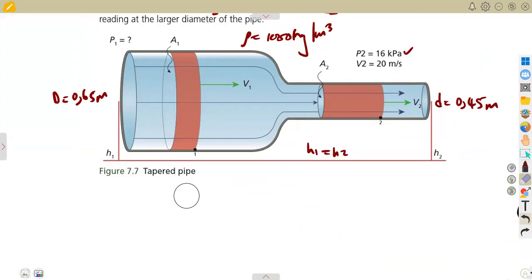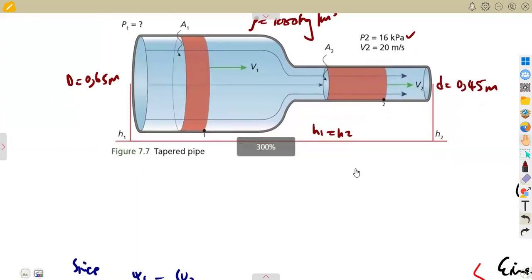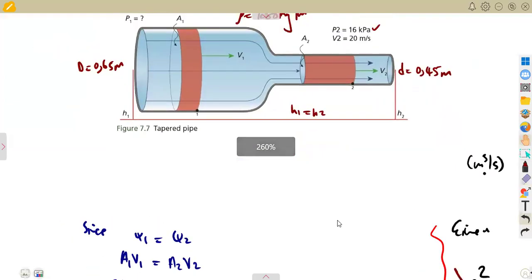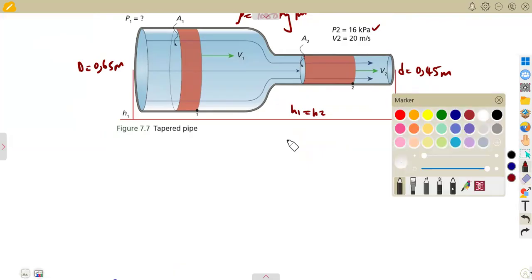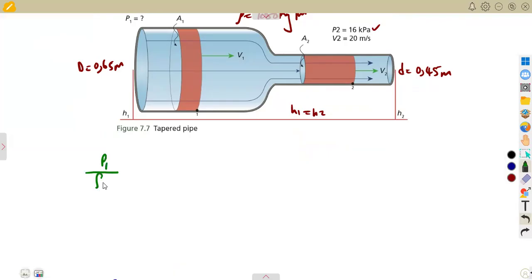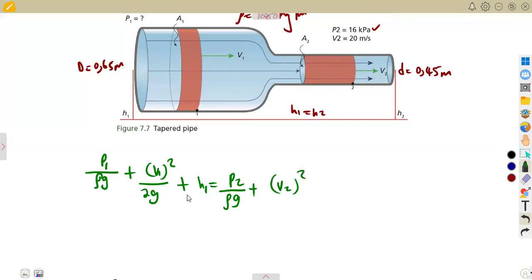So I'm just going to take our formula from Bernoulli's theorem. I hope you remember these formulas. Because of space, I'm just going to erase this. The formula states, from Bernoulli, that P1 over rho g plus V1 squared over 2g plus H1 is equal to P2 over rho g plus V2 squared over 2g plus H2. But remember, H1 and H2 are equivalent, so we do not have this term. We want to calculate this one.